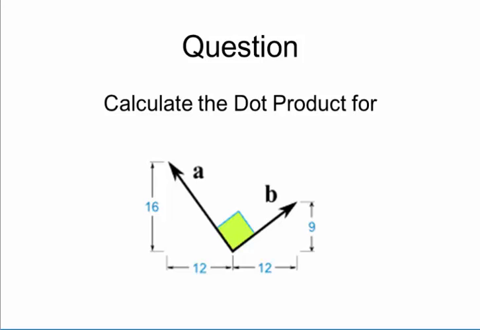Right, calculate the dot product for this. Now I'm going to give you a hint. You don't even need to look at the numbers. Remember, the dot product is the length of the two vectors times the cosine of the angle between them. What's the dot product of these two?